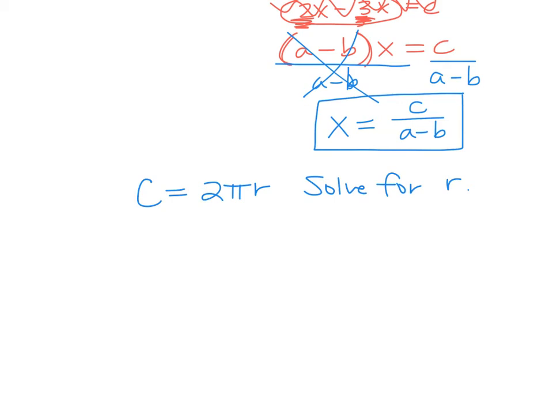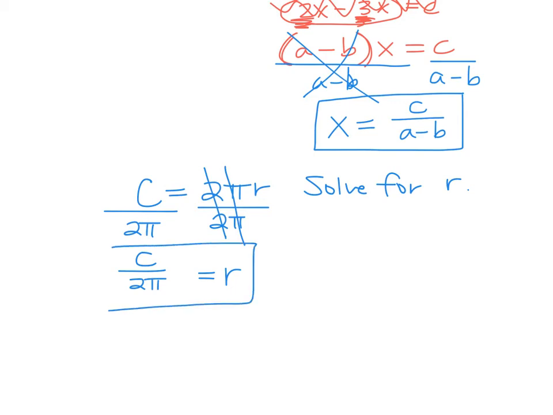If I want to get rid of them, I have to divide by them. So divide by 2 pi, and they cancel out. But whatever you do to one side, you have to do the same thing to the other. So divide by 2 pi. So what you're left with is r equals c divided by 2 pi. And that would be your new equation when you solve for r. Okay, so it's isolating a variable. You just have to figure out which variable it is that we're trying to get alone.